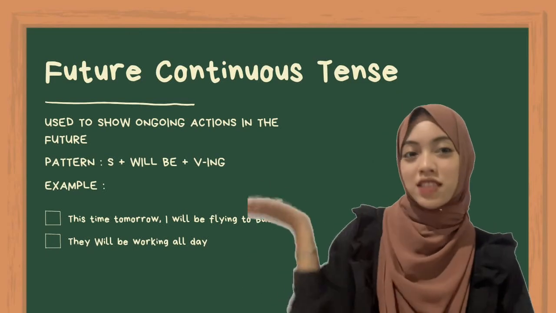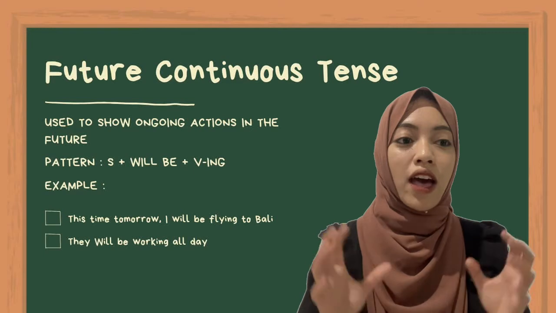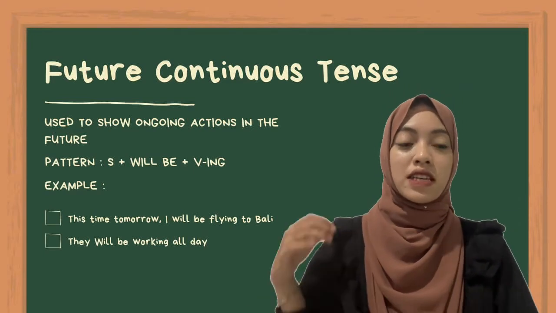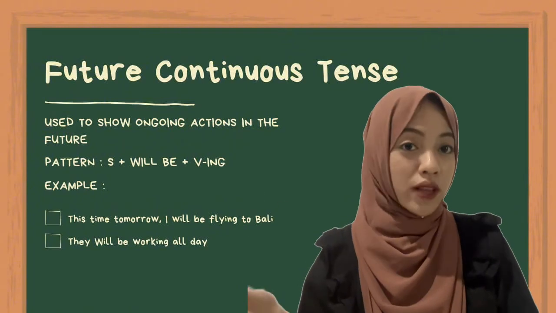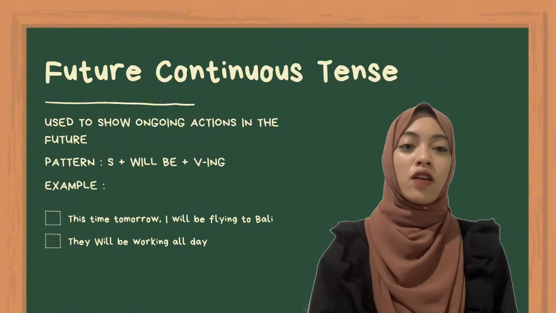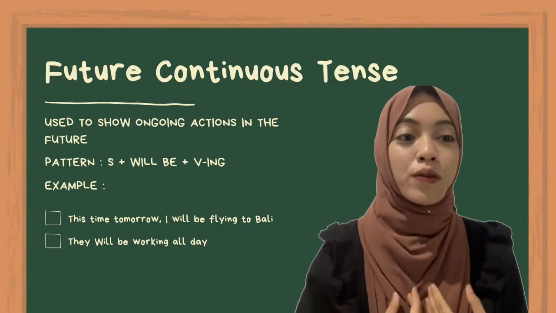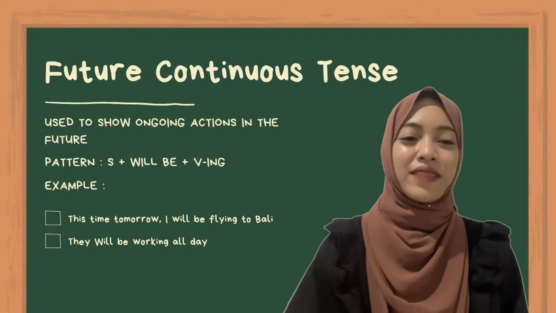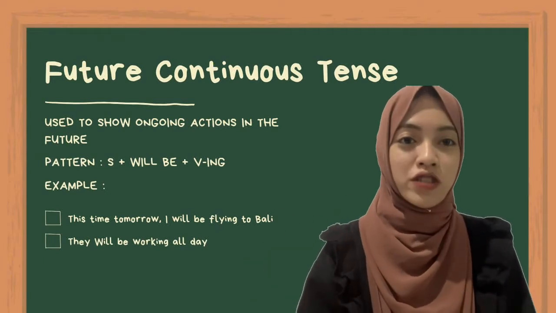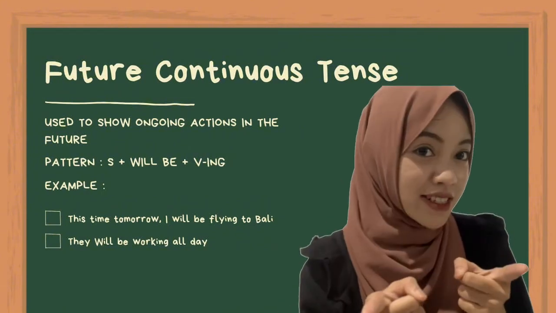Future continuous tense. Future continuous tense is used to show an ongoing action in the future. And the pattern is subject plus will be plus verb plus ing. For example, this time tomorrow I will be flying to Bali. And then, they will be working all day. Okay? Do you get it, guys?